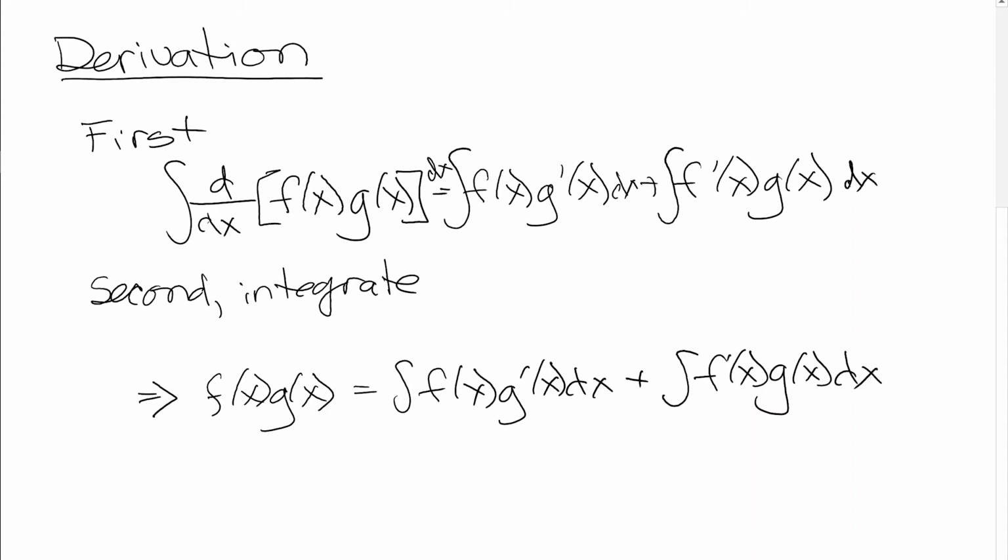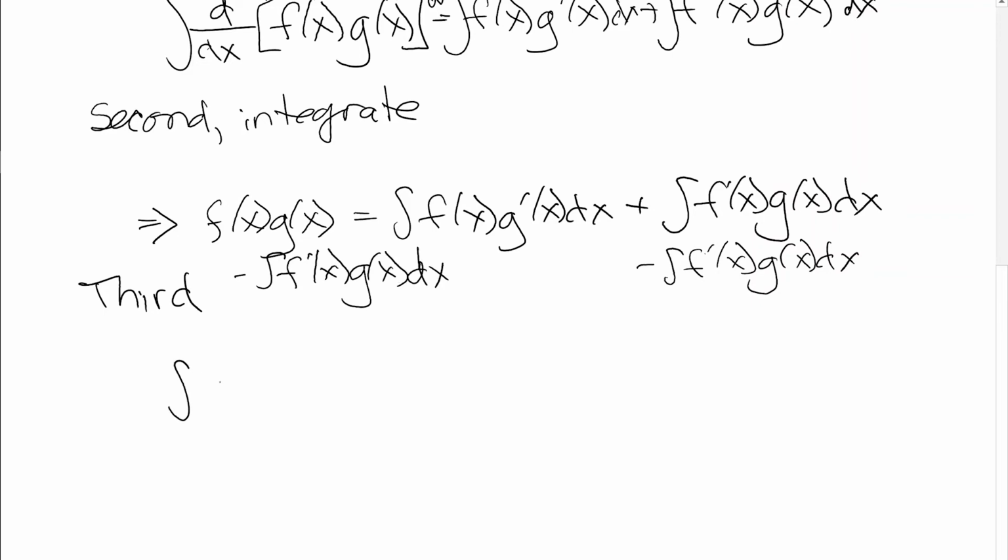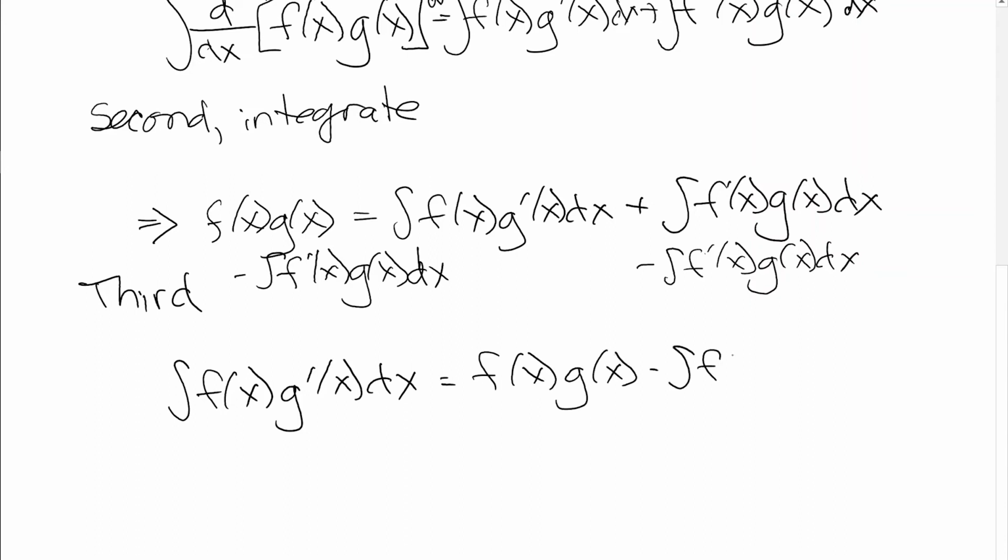The last step that we are going to do, the third step in deriving this formula, is to simply rearrange. So we are going to subtract this term, the integral of f prime of x g of x dx, from both sides, and then I'm going to rearrange the order so that I have the integral of f of x g prime of x dx on the left, and this is equal to f of x g of x minus the integral of f prime of x g of x dx.